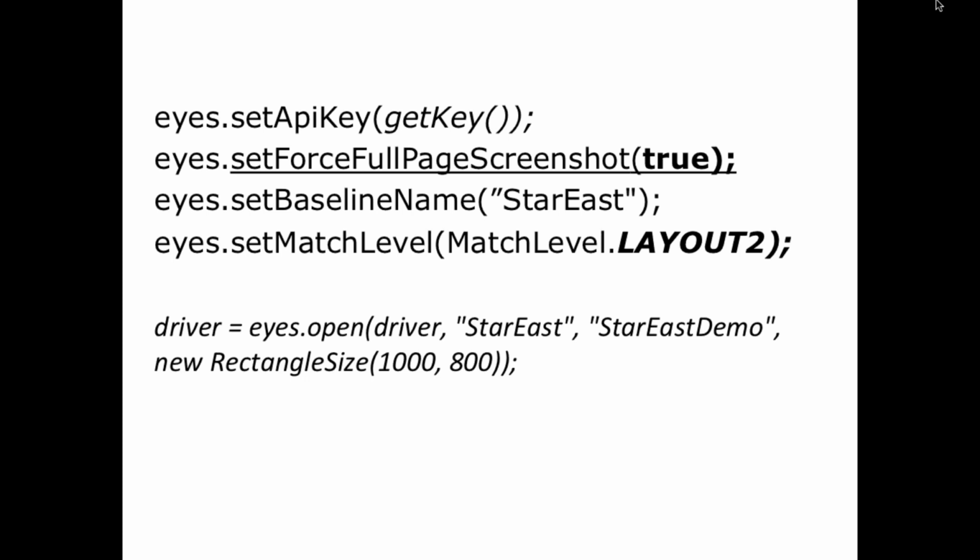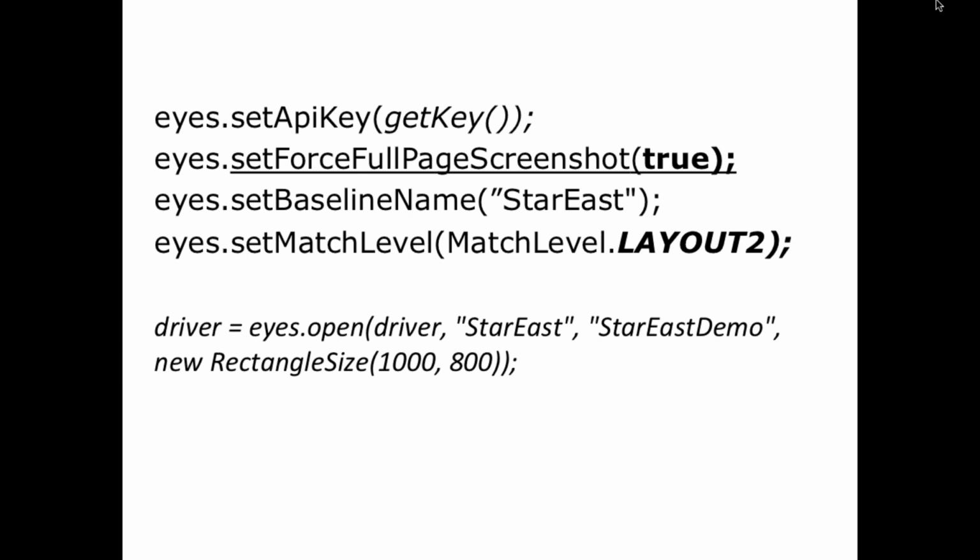And so once I have that match level set, the next one is just using the eyes.open. This method just has four parameters. The driver, which we already used within Selenium, so I'm just passing it the Selenium driver. I'm giving it the app name. I just happen to call it Star East.